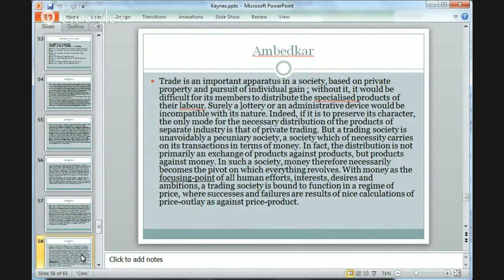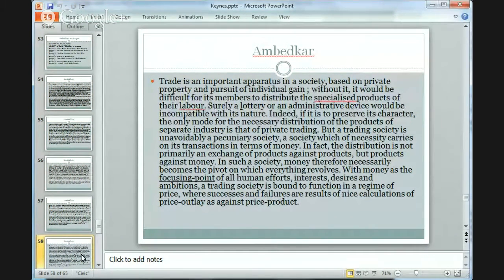That is where Ambedkar's thing is. And Ambedkar actually mentions in this book that trade is an important apparatus in society based on private property and pursuit of individual gain. Without it, it would be difficult for the members to distribute specialized products of their labor. Surely a lottery or an administrative device would be incompatible with its nature.